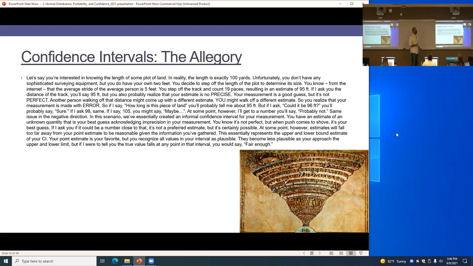And if I said, how sure are you that it's exactly 95 feet? What would you say? Probably not super sure, but generally this is what the length is going to be. Recognizing that if I were to walk it again, I might get a slightly different value. Sorry, I switched estimates here. 95 feet is very different from 100 yards. Ignore that, let me switch that around.